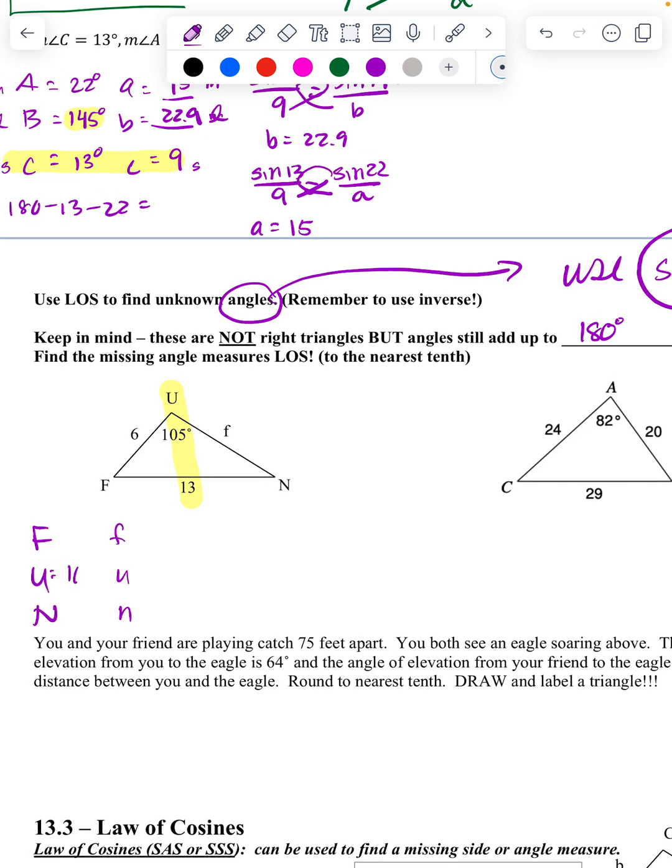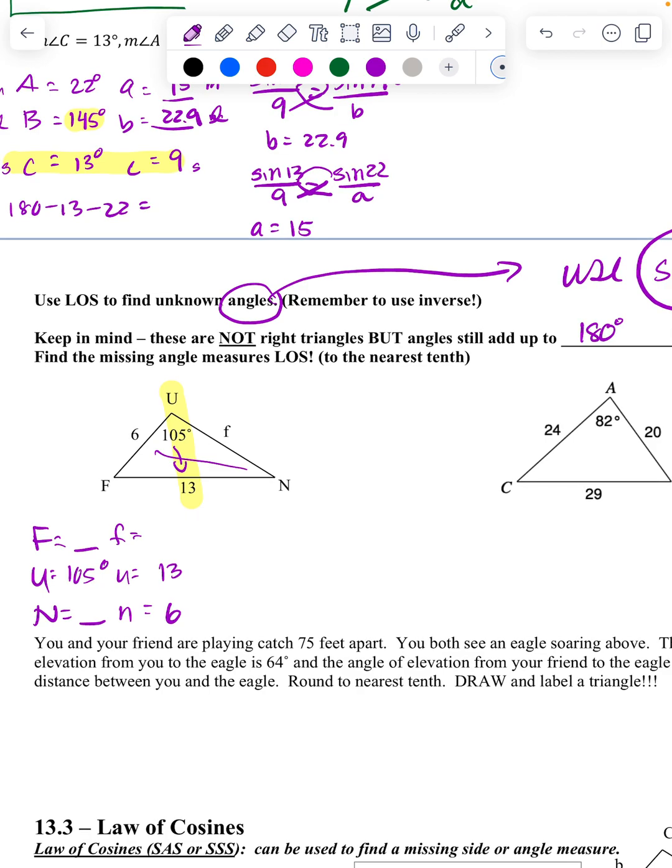Angle U is 105. Angle, oh, that's the only one I know. So this is not one where I can add them up to 180. I'm going to have to find them. But across from U is little u, which is 13. Across from N is little n, which is 6. And then across from F is little f, which I also don't know. So we are able to use law of sines because of this.